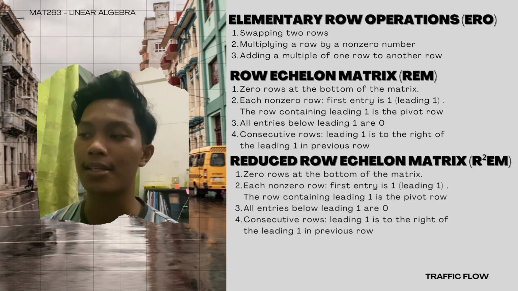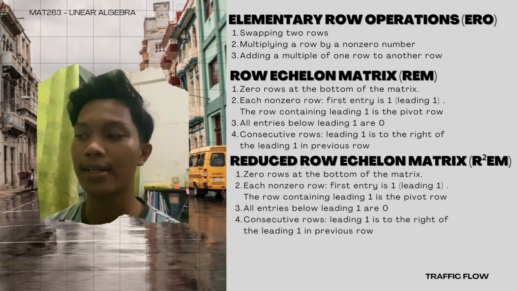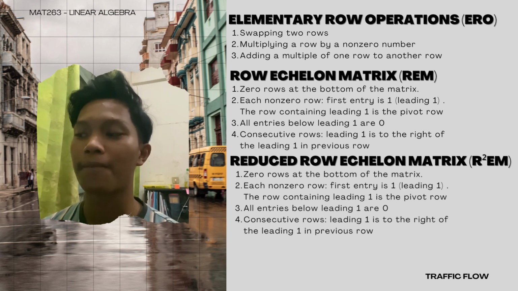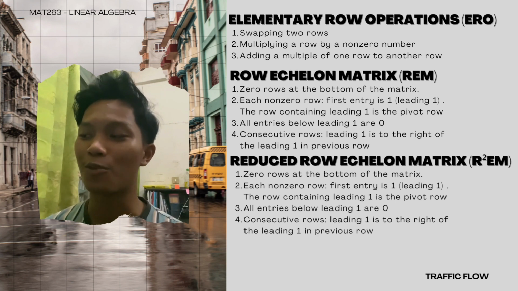And lastly is the four properties of the reduced row echelon matrix, RREM. First is zero rows at the bottom of the matrix. Second, each non-zero row's first entry is a leading 1. The row containing the leading 1 is the pivot row. Third, all the entries below the leading 1 are 0. And fourth, for consecutive rows, the leading 1 is to the right of the leading 1 in the previous row.